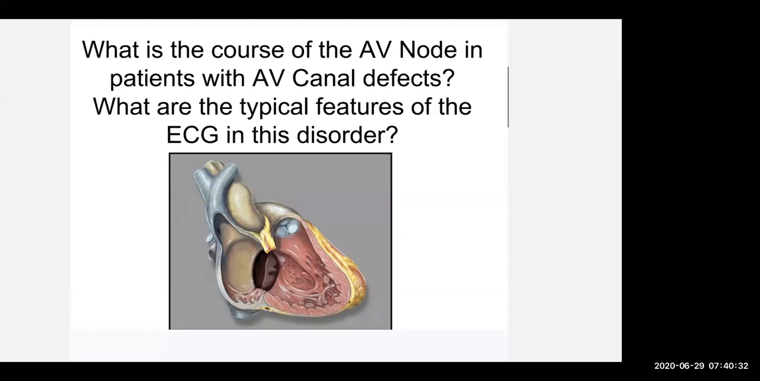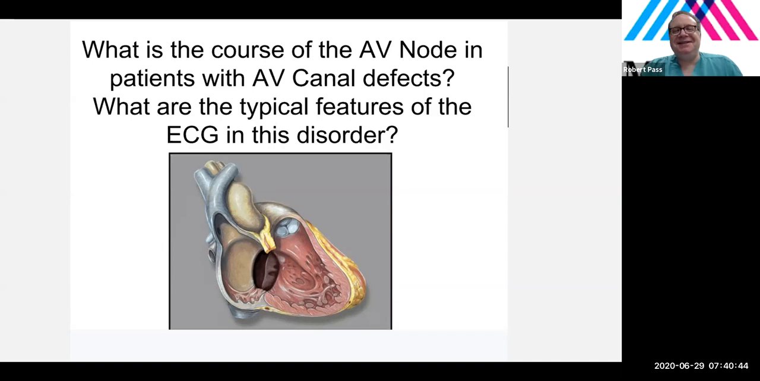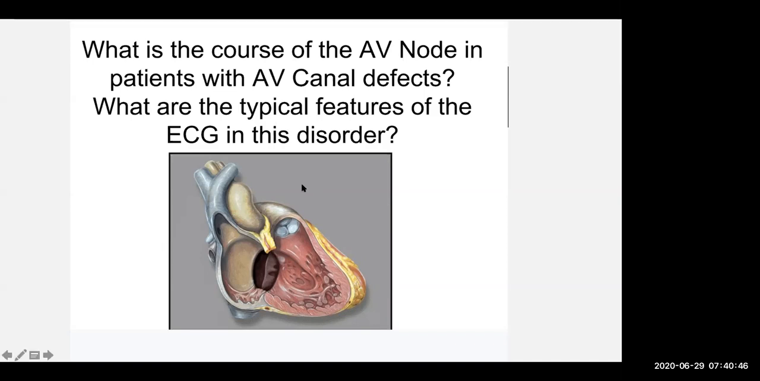And I know this is due to some, I don't want to say rotation, but orientation of the AV node because of the AV canal defect. I know you want me to say the exact course of the AV node. I just know there's a change in the orientation of the AV node, and that's why.